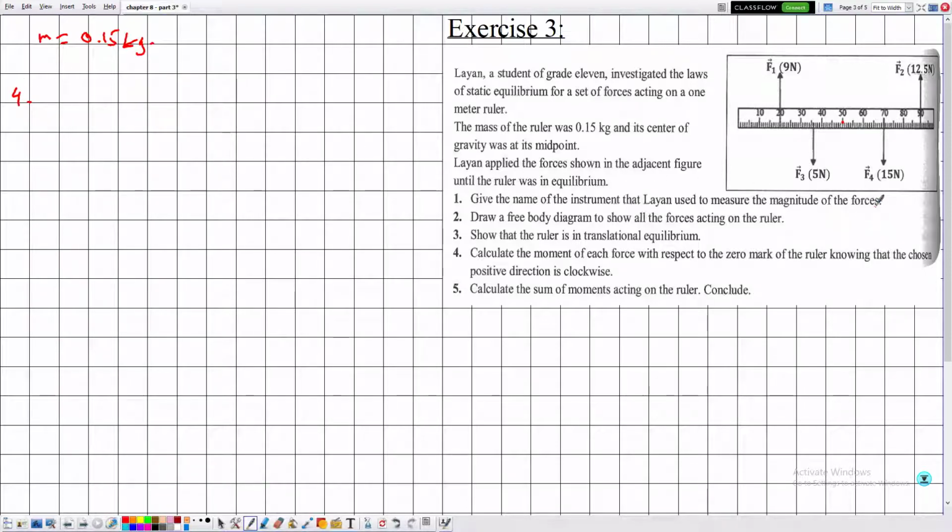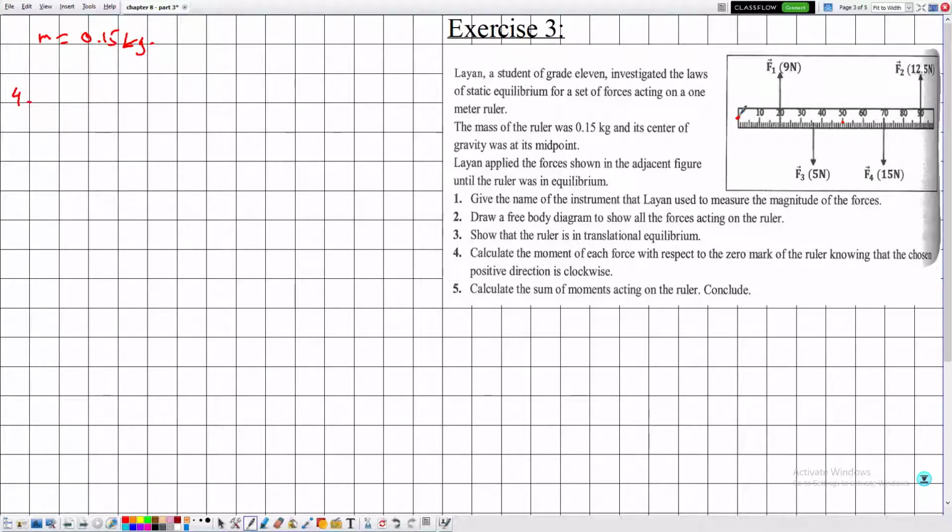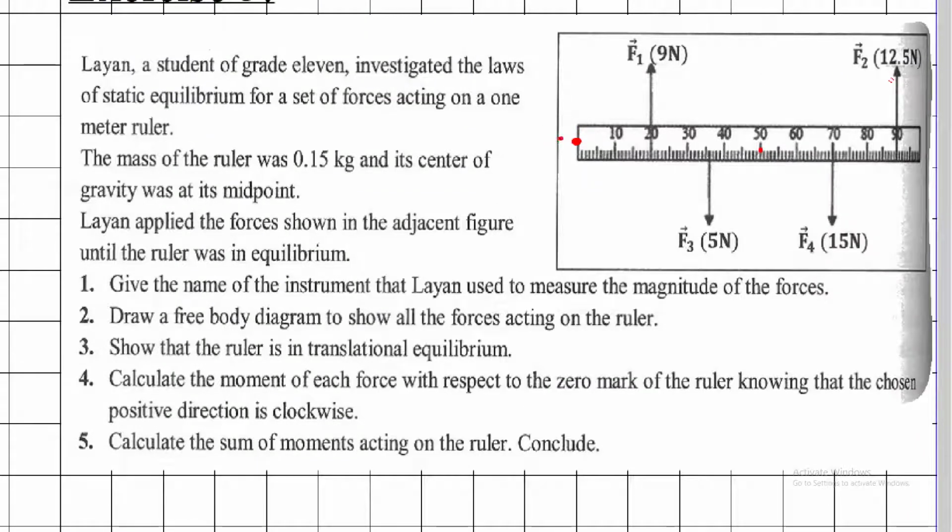So we are interested in calculating the moment of each force with respect to the 0 mark of the ruler, knowing that the chosen positive direction is clockwise. Now let me also say the following. We are calculating the moment with respect to this point, but here we are not considering that the ruler is able to rotate around it. There is no axis of rotation, there is no hinge. So we will calculate the moment with respect to this point. You can imagine as if there is an axis of rotation here, but actually there is none.